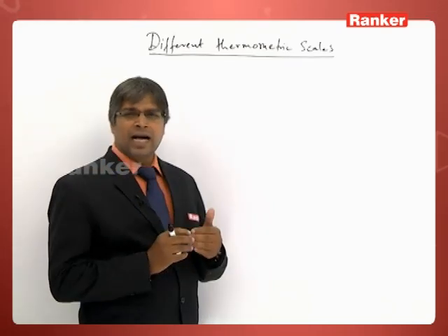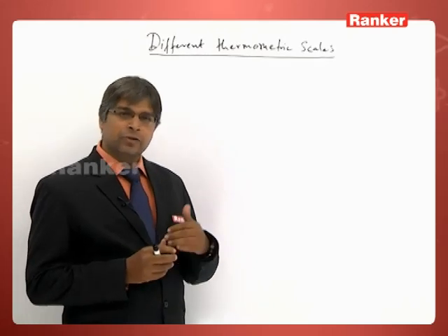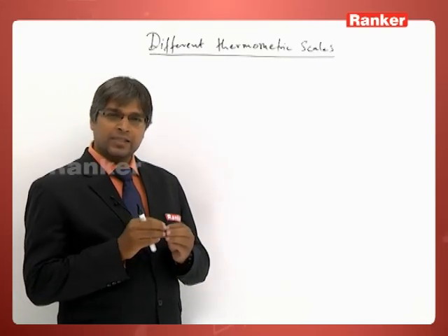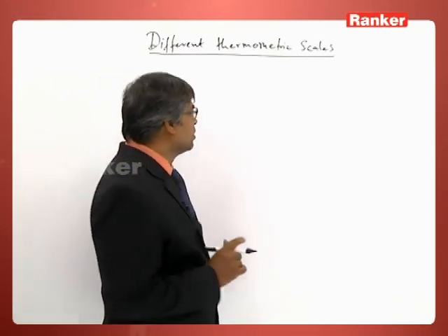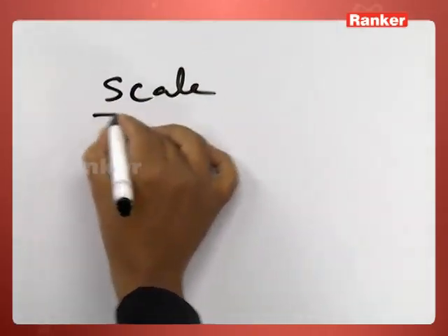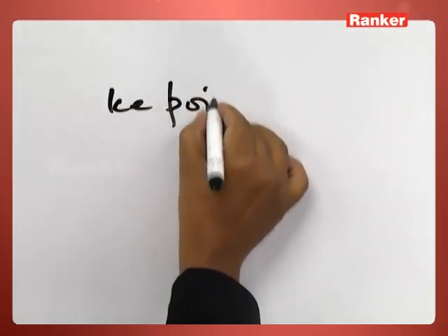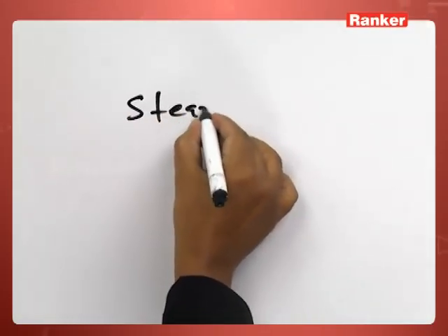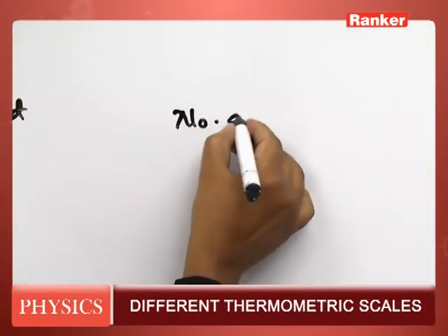These scales are used for practical purposes, so they are not so precise. That means they don't take the triple point of water as a standard reference point. They take the ice point and the boiling point of water as the standard reference points. So suppose here I am writing the different scale names. Here is the ice point value for that scale, this is the steam point for that scale, and then the number of divisions.